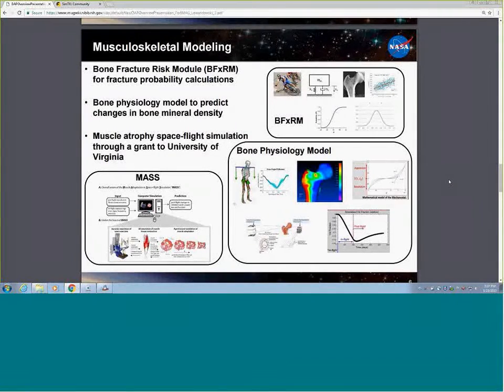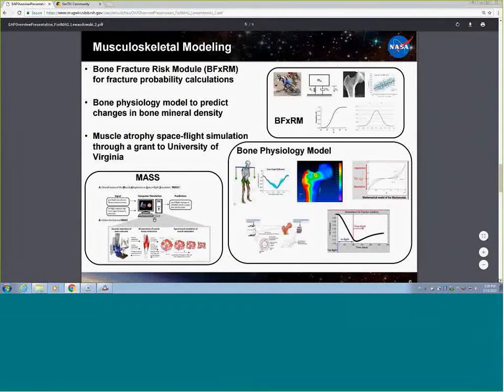And then just recently, we've added a grant to the University of Virginia, Silvia Blemker is the PI, to study muscle atrophy and to work on a model of muscle atrophy over the course of a spaceflight mission.